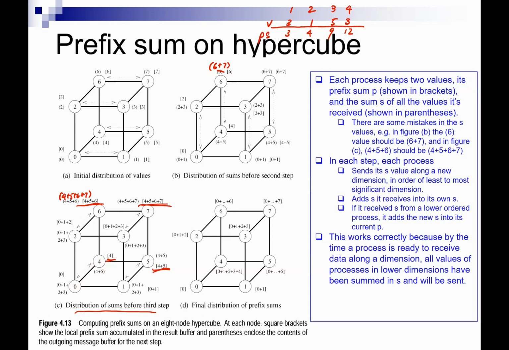And their partner is going to add this value to their current prefix sum, and they're going to end up with the correct prefix sum. Okay, so that's why this is working correctly.